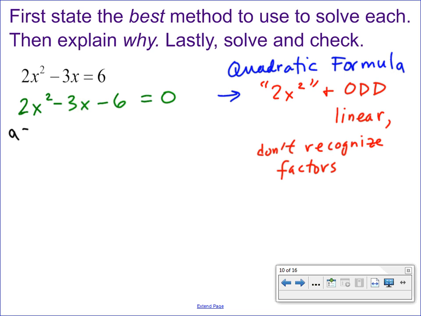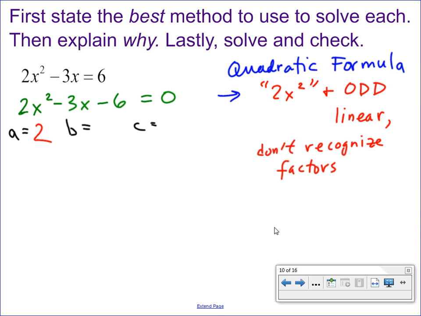All I need to do is pick out the values of a, b, and c when I'm in standard form. Go ahead and tell the class the value of a when I call on you. Get ready. What am I going to use for a here? Casey? 2. 2, thank you. What will I use for b?